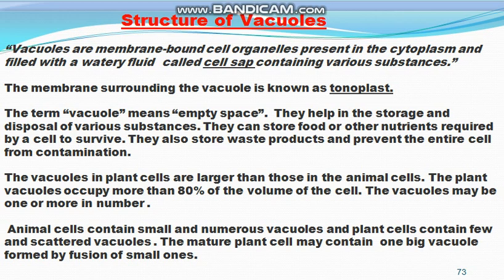Now you should understand that plant cells have vacuoles which are larger in size than in animal cells, and sometimes plant cells have one big vacuole, formed by the fusion of small vacuoles, and that big vacuole can occupy more than 80% of the volume of the cell. So this is the introduction to the vacuole.